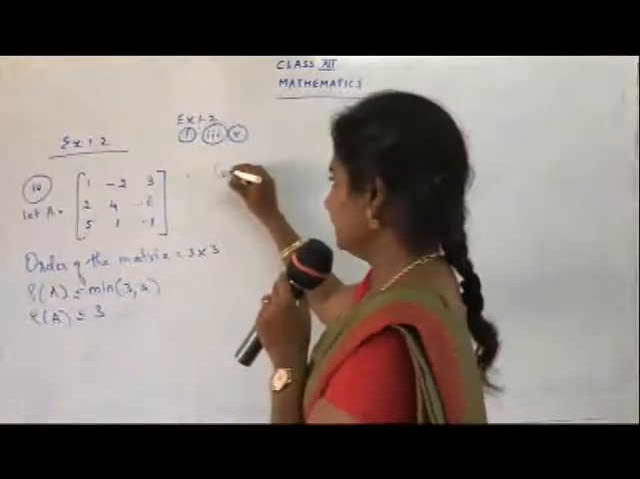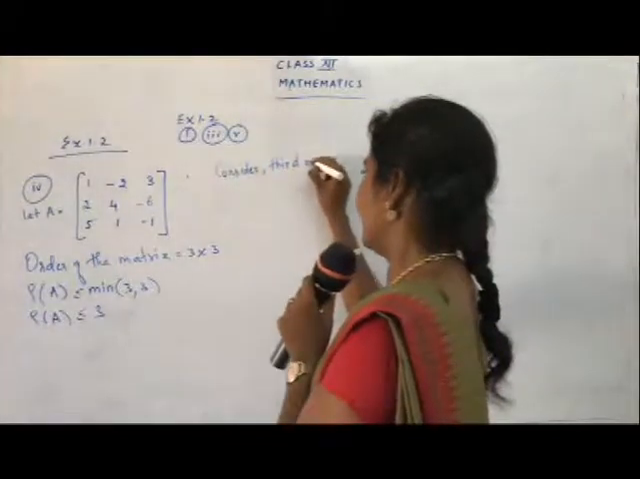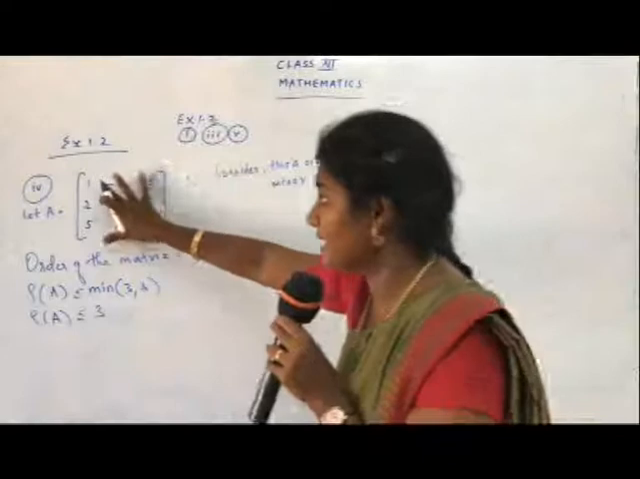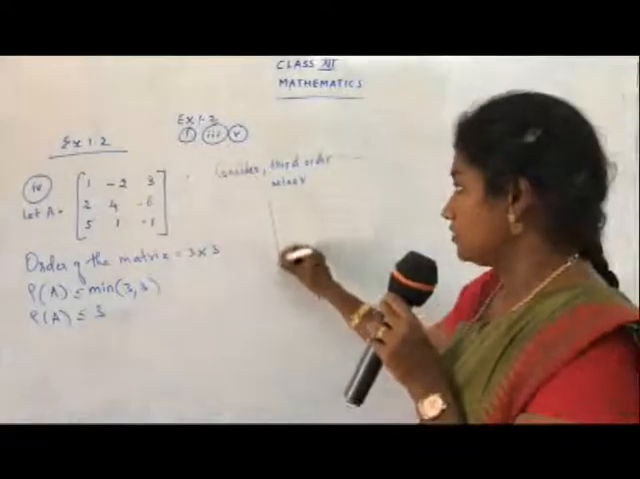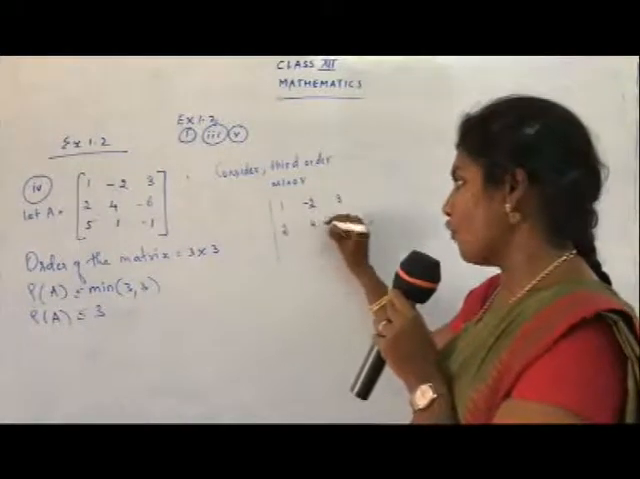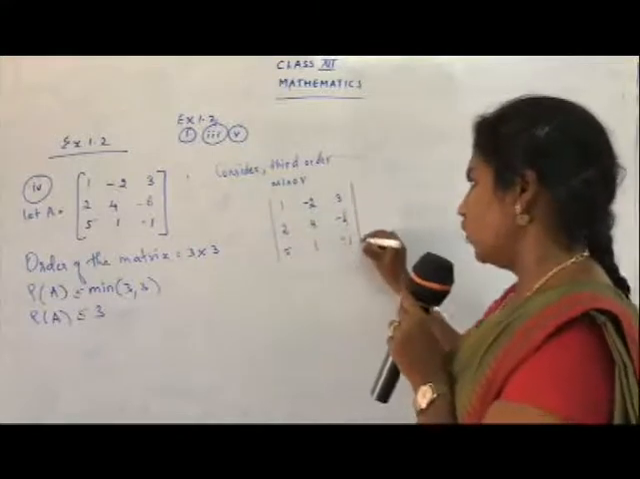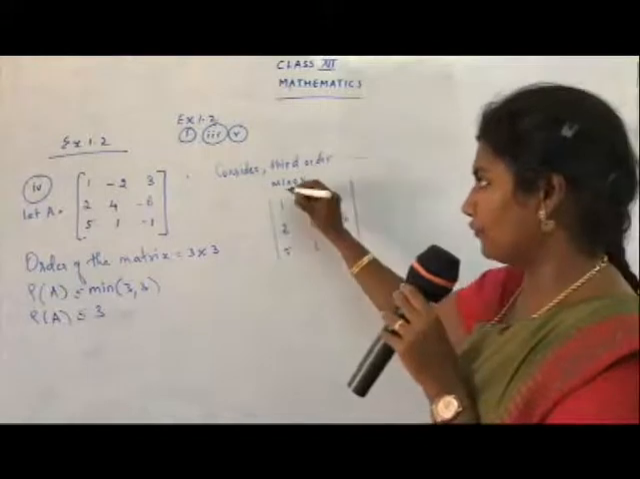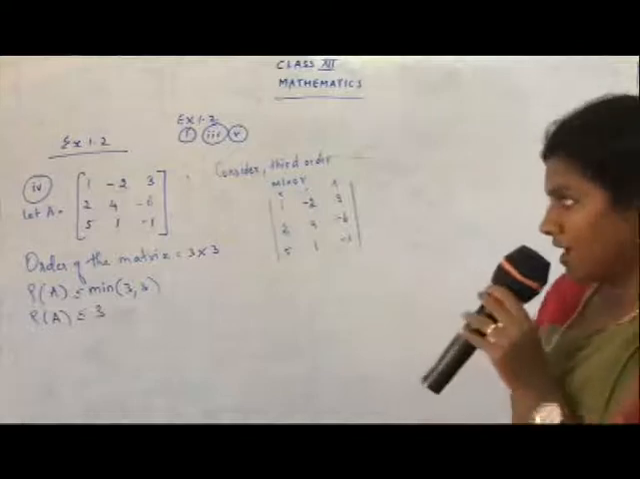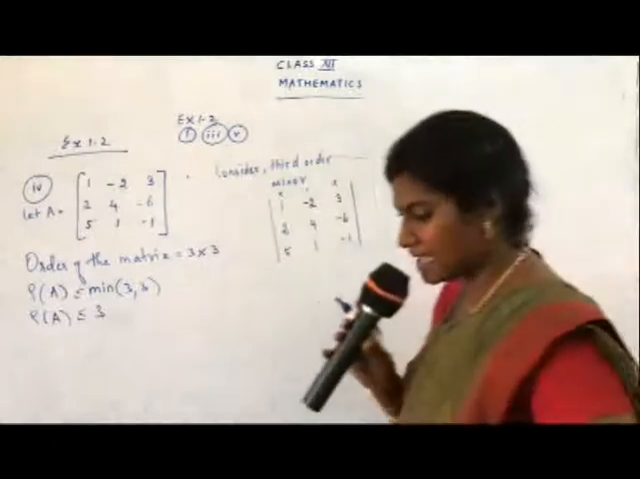So consider the third order minor. You have to take the whole matrix in the form of a determinant: 1, minus 2, 3; 2, 4, minus 6; 5, 1, minus 1. You know the rules to be followed for finding the determinant: first plus sign, minus sign and plus sign. I will give you some time. You just find the value of the determinant and tell me the answer.